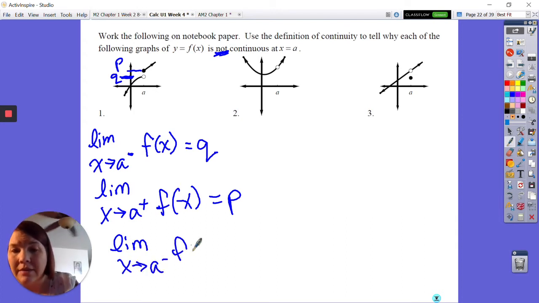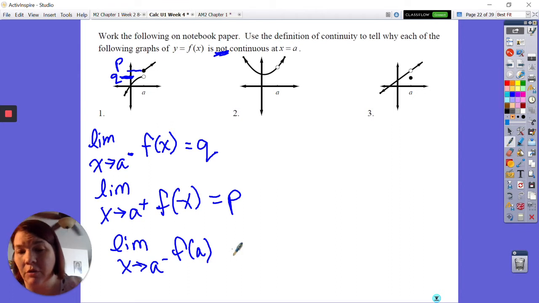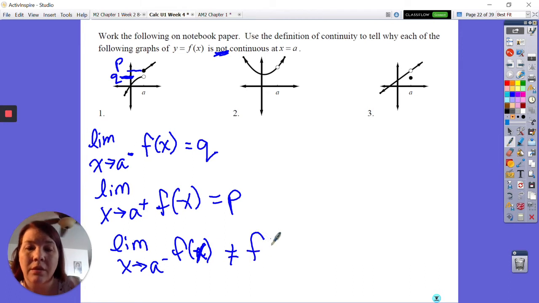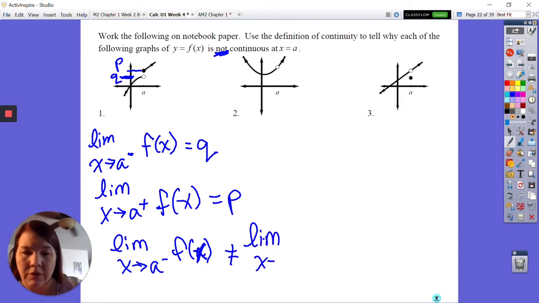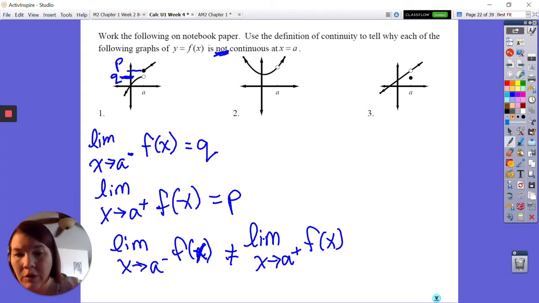So I would say this statement: the limit as x approaches a from the left of f of x is not equal to the limit as x approaches a from the right of f of x. That's me using the definition. So the right and left hand limits don't agree. So there's my definition. On this one, the left and right hand limits agree.